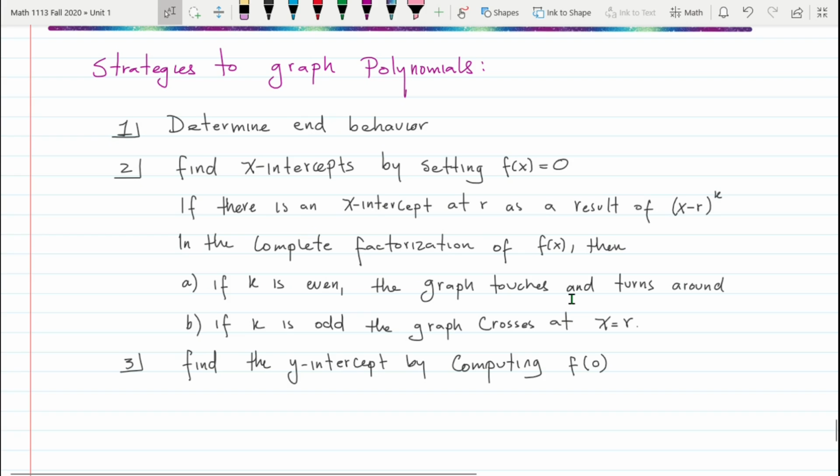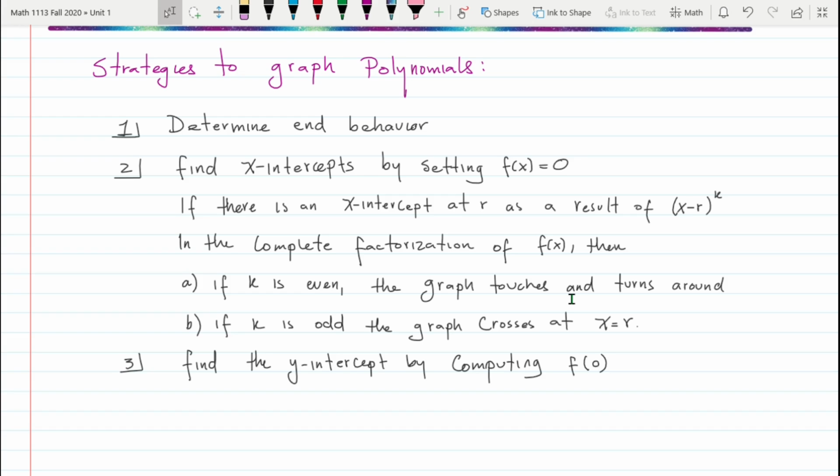Now, to finish off, let's talk about some strategies to graph polynomials. So in general, how can you graph a polynomial in an effective way? So first thing you want to do is determine the end behavior. Have a plan as to whether your graph is going to have both legs up or falls left, rises right. Whatever the condition is, make sure you're aware of the end behavior.